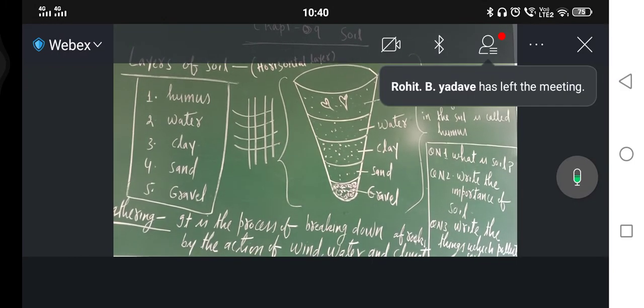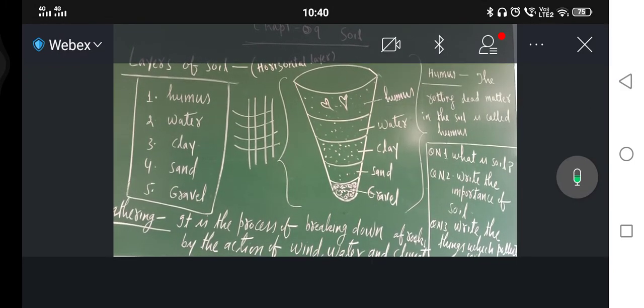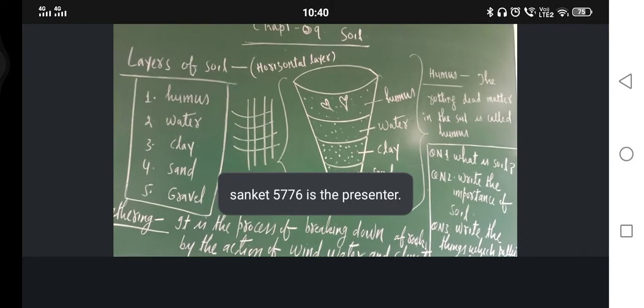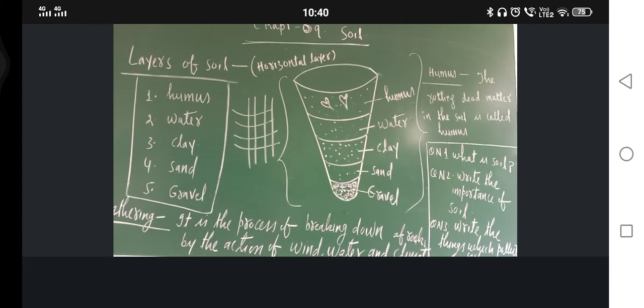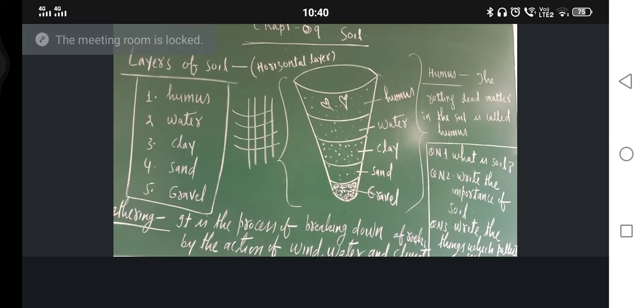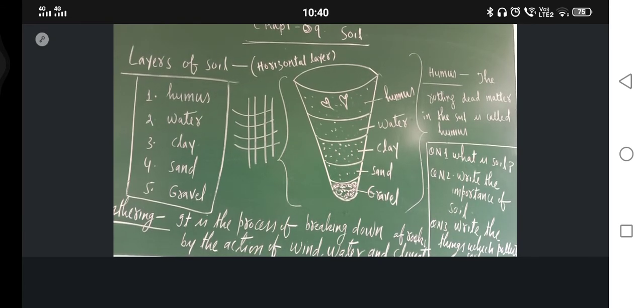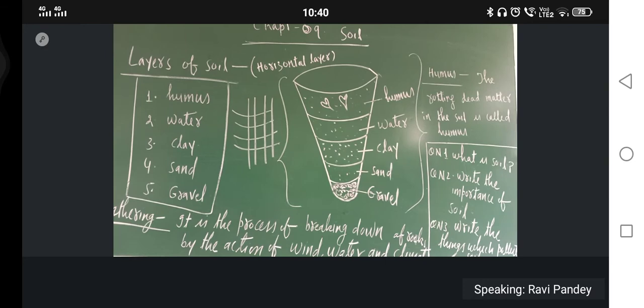Okay, so in olden days, they were digging the well to get the water. While digging the well, these different layers are very much visible. After humus, which layer is found? After humus, water is found, and this is the underground water which we people are drinking or using for different purposes.